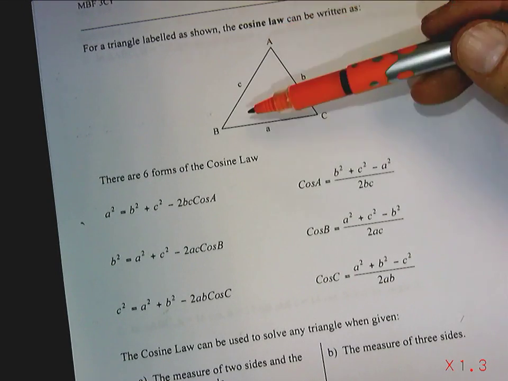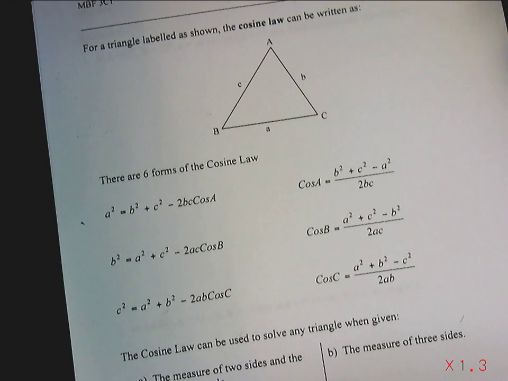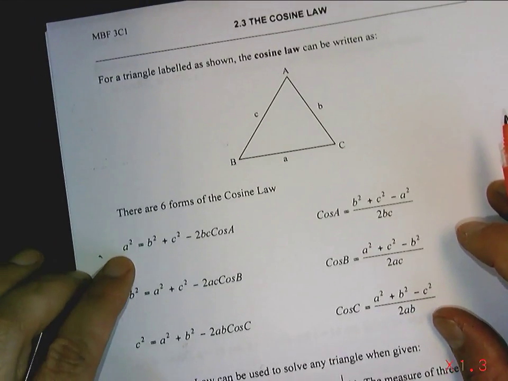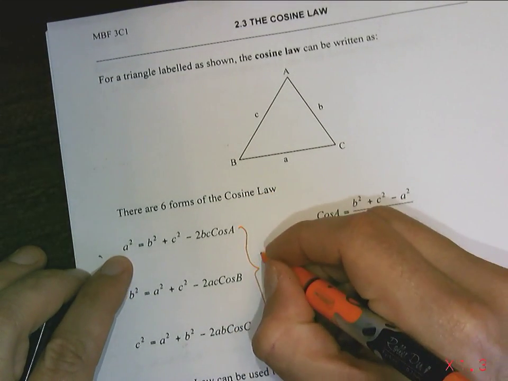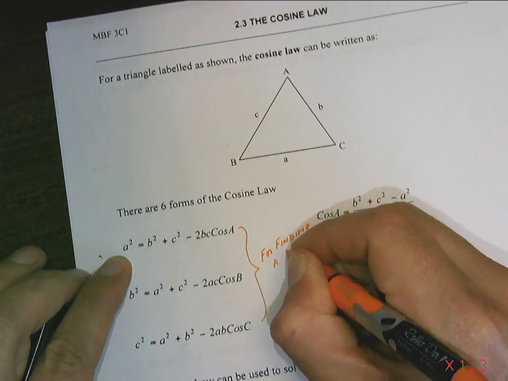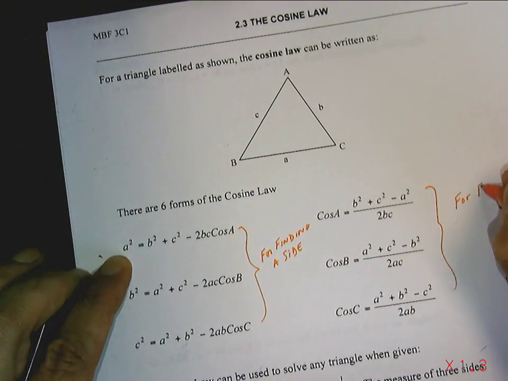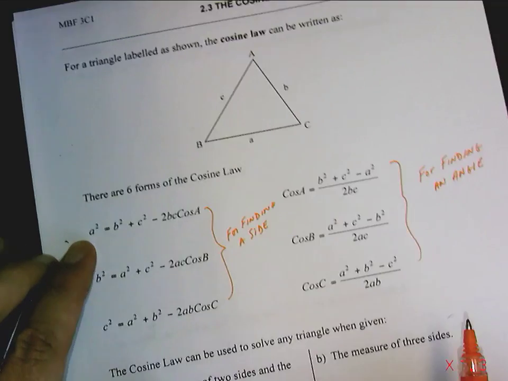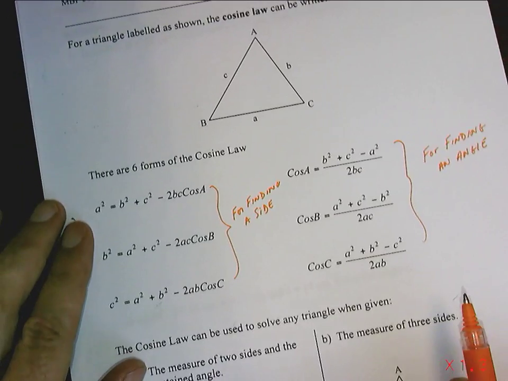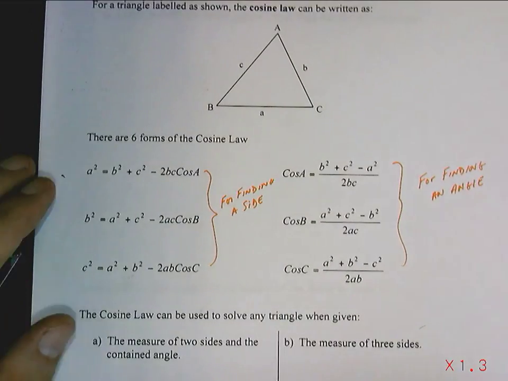So we have a triangle A, B, and C, therefore that's going to make this side a, side b, side c. And the pattern is going to be, if I want a side, so these ones are for finding a side. And these ones are for finding an angle. It looks like there are 6 different formulas. I'm going to try to teach it to you so that we only have to remember one pattern, and that should make life a little bit easier for us.